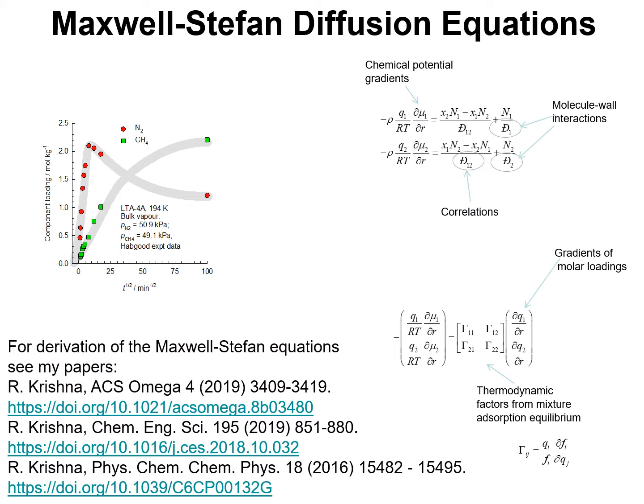We set ourselves the objective of modeling the transient uptake experiments of Habgood. In particular, we would like to investigate the physics behind the transient overshoots in the nitrogen loading as reported in the Habgood experiments.